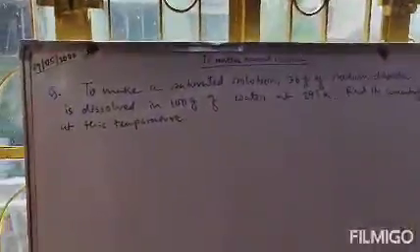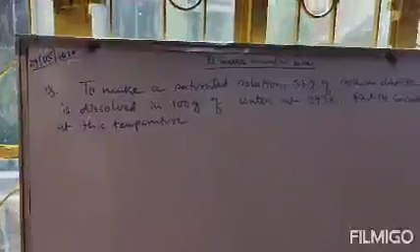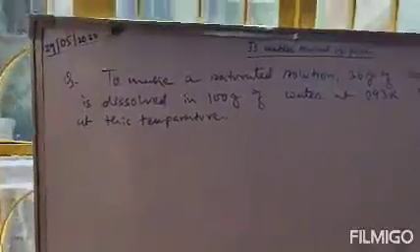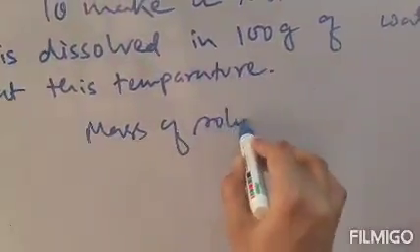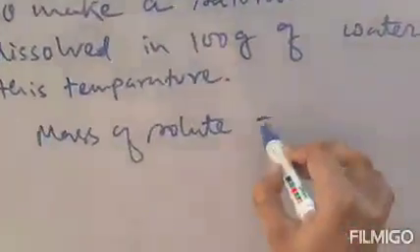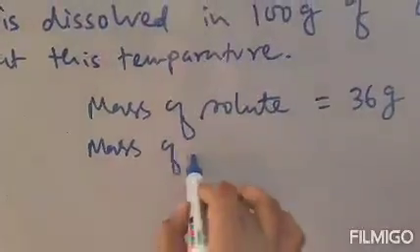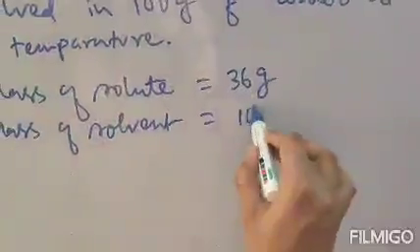So here the solute is sodium chloride, because sodium chloride is dissolved in 100 gram of water. That means sodium chloride is the solute and water is the solvent. The mass of solute is given as 36 gram, and the mass of solvent, water, is given as 100 gram.